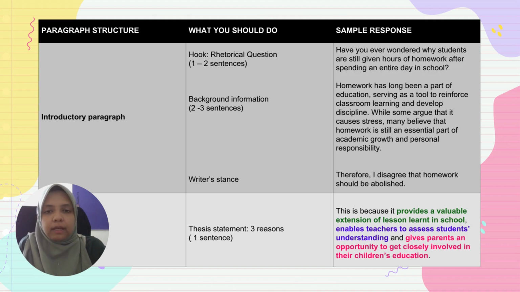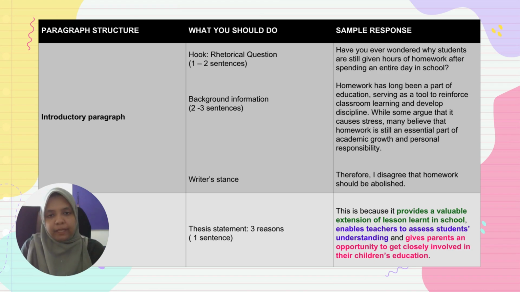After the attention grabber, the following sentences, at least 2 to 3 sentences, will be about the background information about the topic. Right? So you can write 2 to 3 sentences on the background information or general statement on the topic itself, the background of the topic. Once you are done with it, you need to include your stance. So it's time for you to clearly state here whether you fully agree or disagree with the statement. For example, therefore, using a suitable linker, I disagree that homework should be abolished. Or to make it sound stronger, you can also include the word: I totally disagree that homework should be abolished. Right? So it's very clear that you are disagreeing.